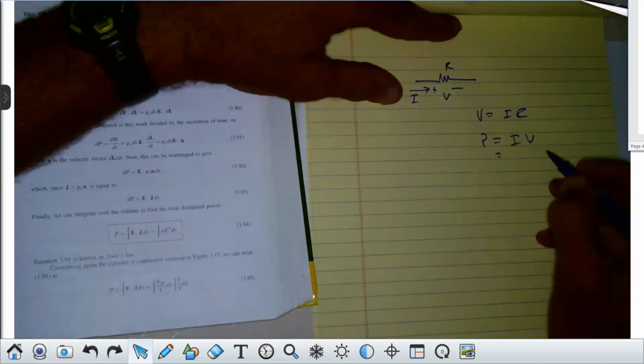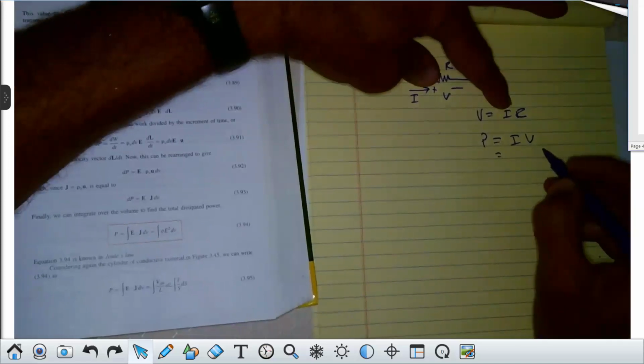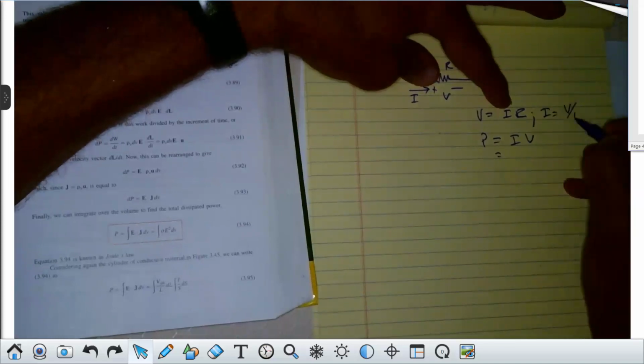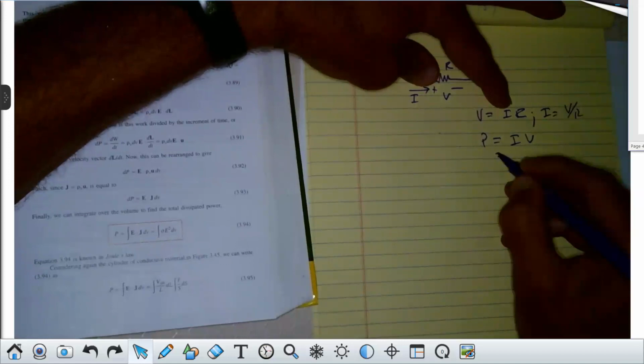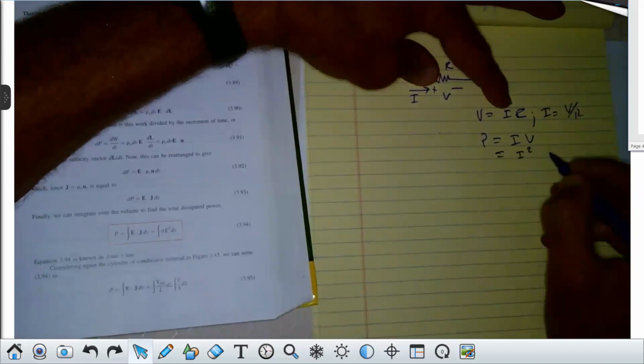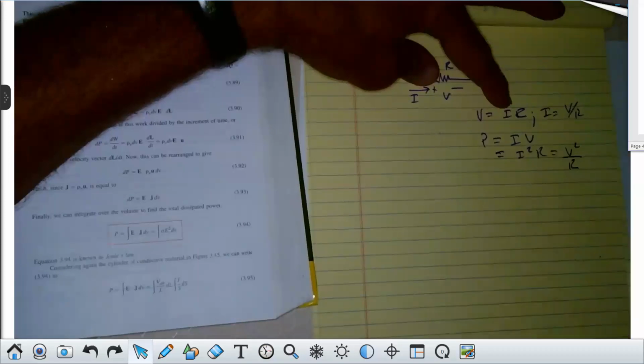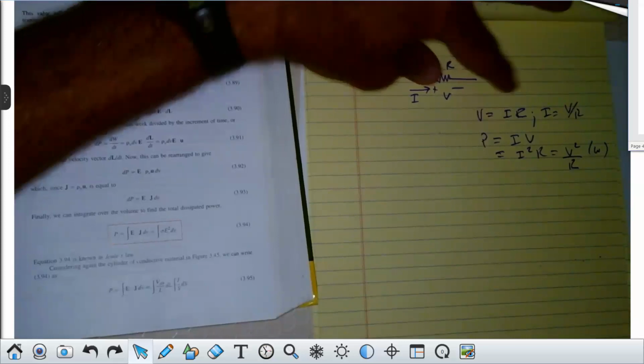So if I replace I right here with V over R, then I can get power equals I squared times R, or I can get V squared over R, either one. These are different forms of the power absorption, right? And the units would be watts. Does everybody remember that from circuits class? Power is voltage times current, or it's I squared R, or it's V squared over R. And this is DC current. We're not talking about AC. How many remember that at least?